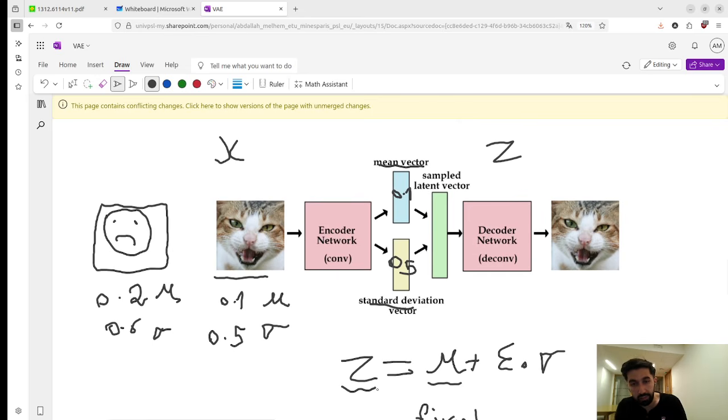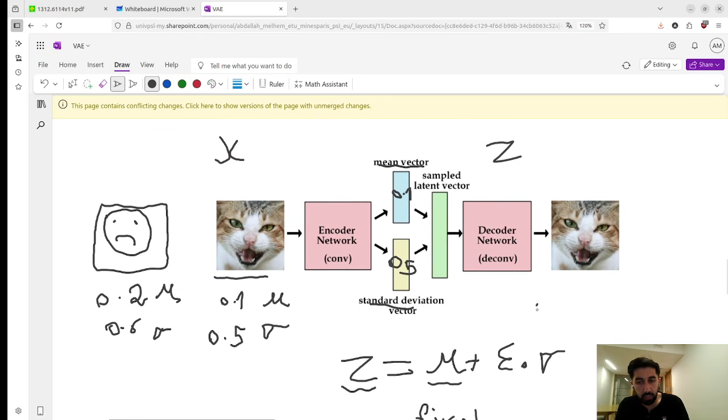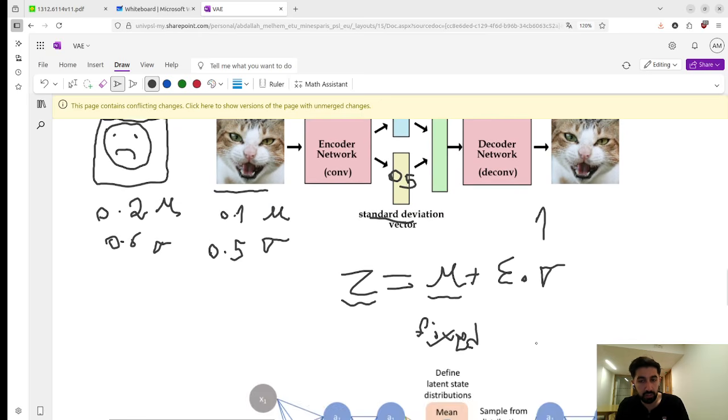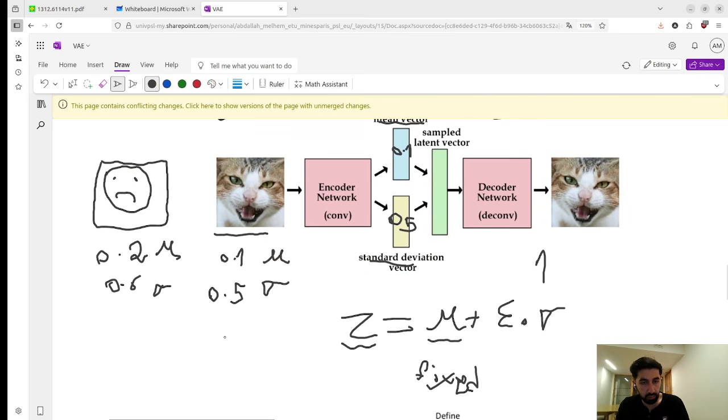Z differs every time. So let's say the first time we sample epsilon, and as we said, epsilon follows normal 0, 1, we get a value of 1. In that case, for the image of the cat, we'll have 0.1 plus 1 times 0.5, so we get a z of 1.5.